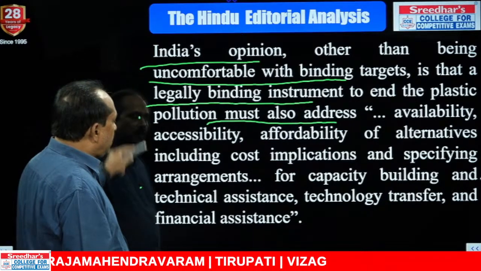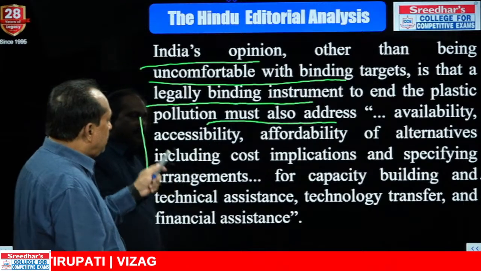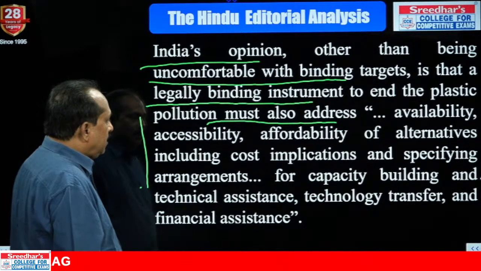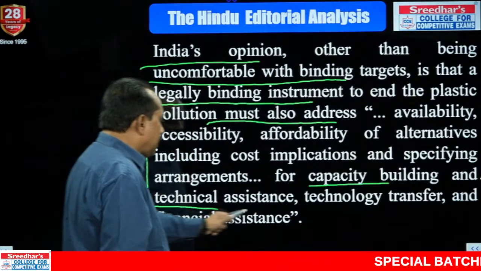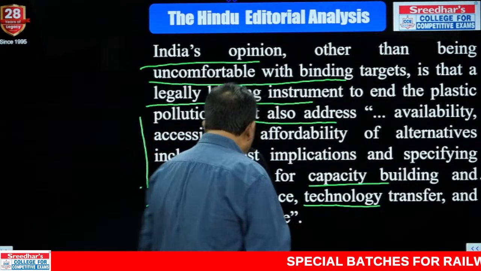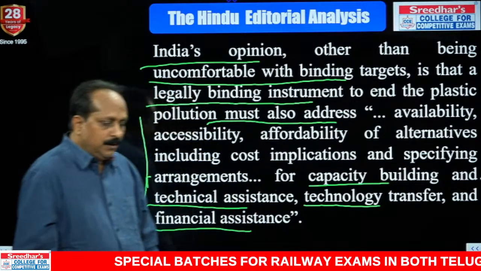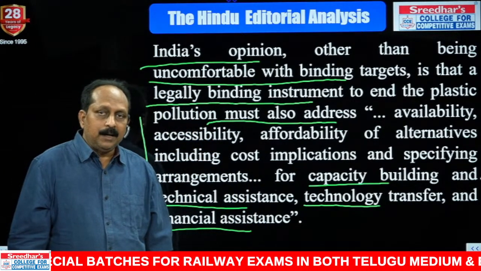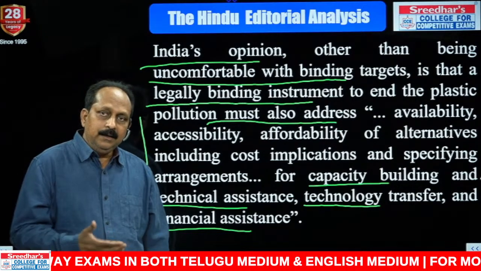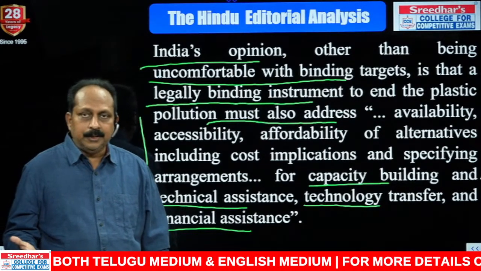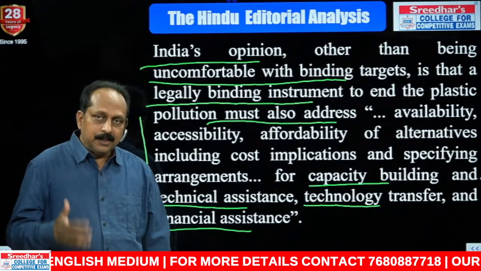Why should they focus on these? Why should they address these things? What are the three things? Availability, accessibility, affordability. For capacity building and technical assistance, technology transfer, and also financial assistance. Alternative to plastic, developed countries, imagine affluent countries, developed countries, they have that. Then they have to transfer that technology, the know-how, to other countries and also provide financial assistance.